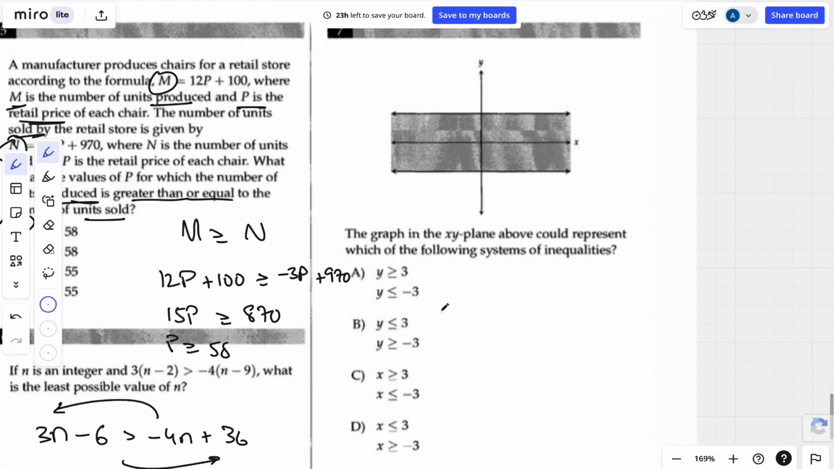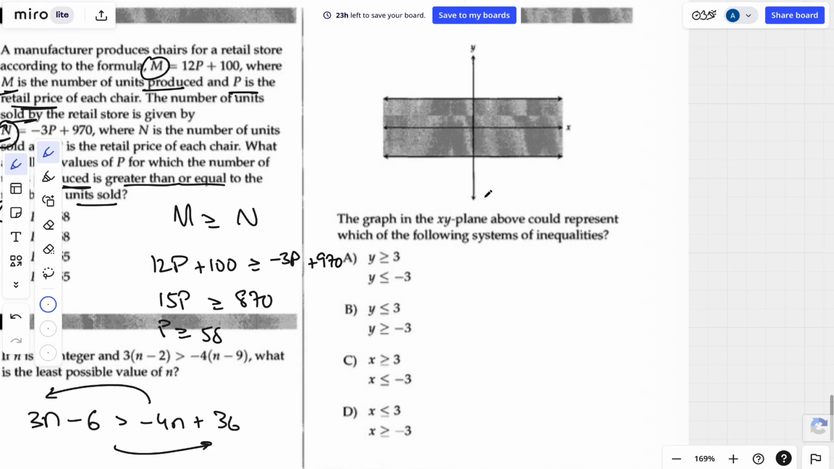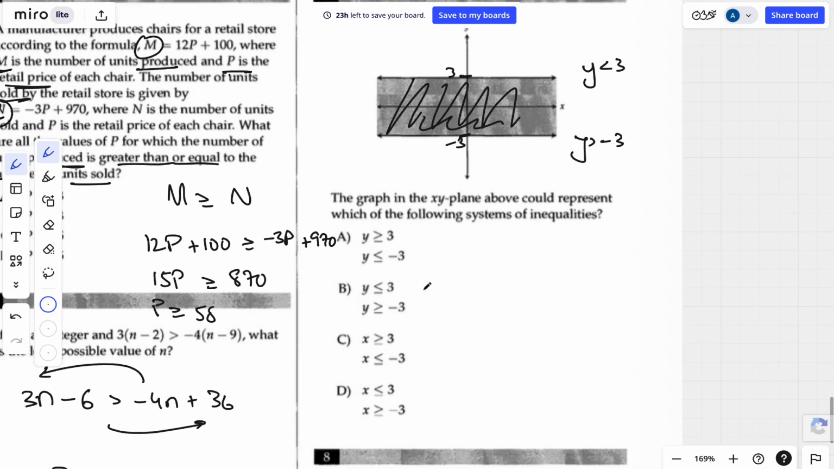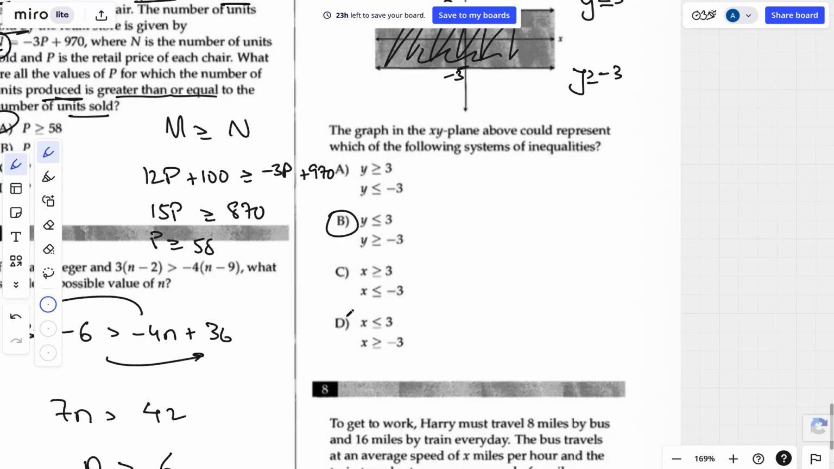Question 7. So now looking at the options, it's either 3 or minus 3. There's no other option. That means this line has to be 3. This has to be negative 3. Y equals 3. So y is less than 3 because it's under this line. And it should be greater than negative 3 because it's above this line. So less than or equal to actually, because it's a solid line, not dotted. So that means it's going to be B.